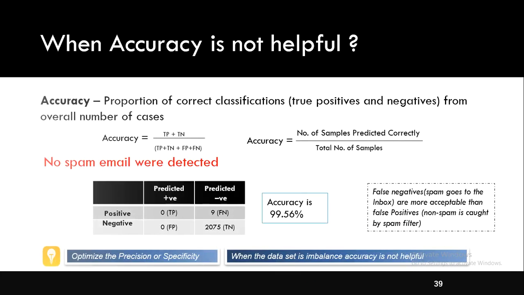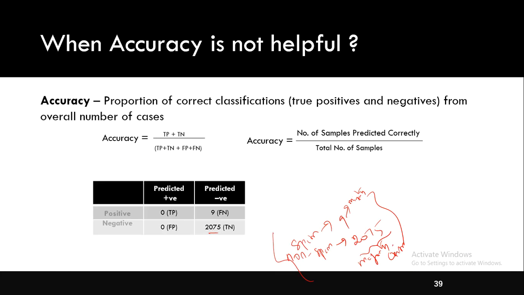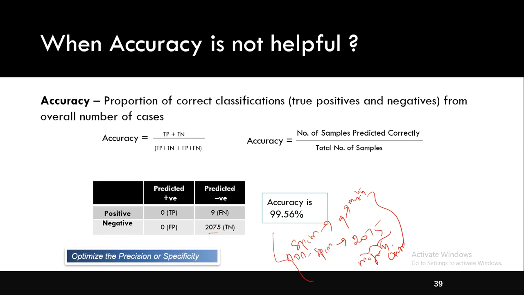Before that, now let us use the precision metric in this case. Okay, so what is the formula for precision? True positive divided by true positive plus false positive, 0 divided by 0 plus 0. That is the value for the precision. It is 0.